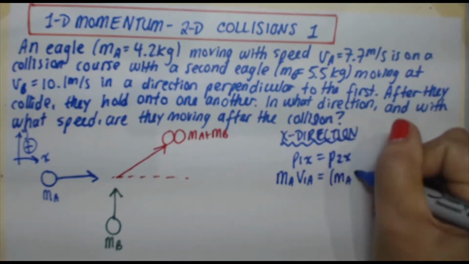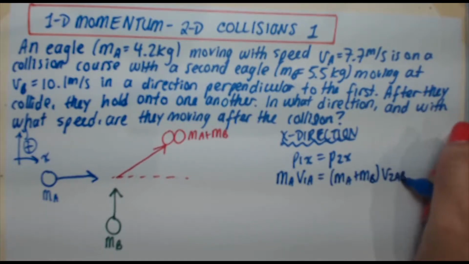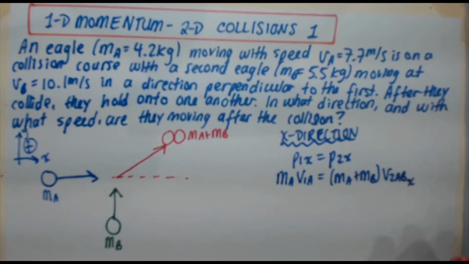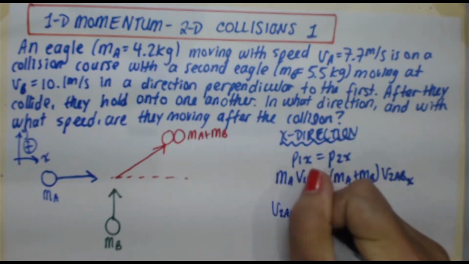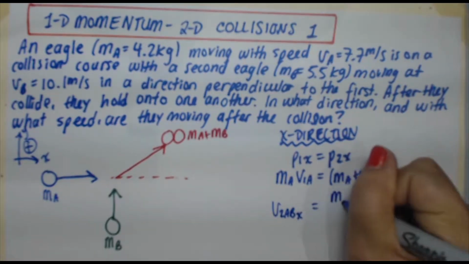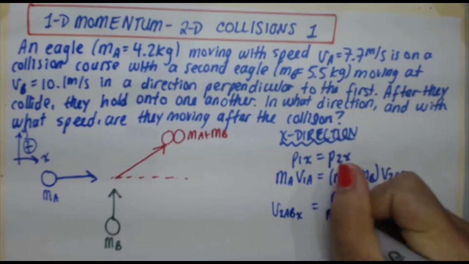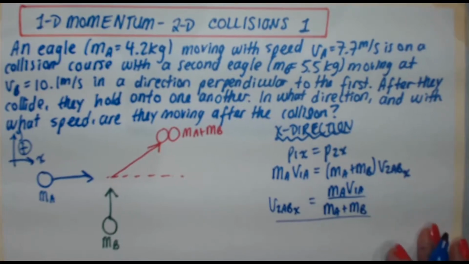So mass A plus mass B times V2, we can call it V2AB because they're moving together, the final speed, and it's the X component of that. So the collective mass and the final speed of both of them in the X direction. Now, we're trying to find V2AB. So for this expression, let's solve for V2ABX. Divide both sides by MA plus MB, and you're going to get V2ABX equals MA V1A over MA plus MB. So there's one expression for you right there.